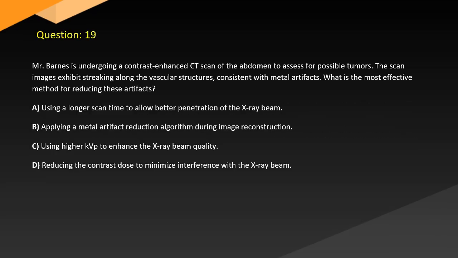Question 19. Mr. Barnes is undergoing a contrast-enhanced CT scan of the abdomen to assess for possible tumors. The scan images exhibit streaking along the vascular structures consistent with metal artifacts. What is the most effective method for reducing these artifacts?